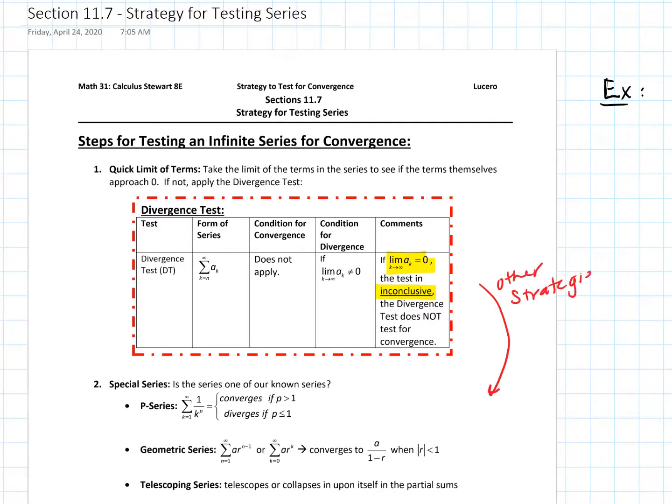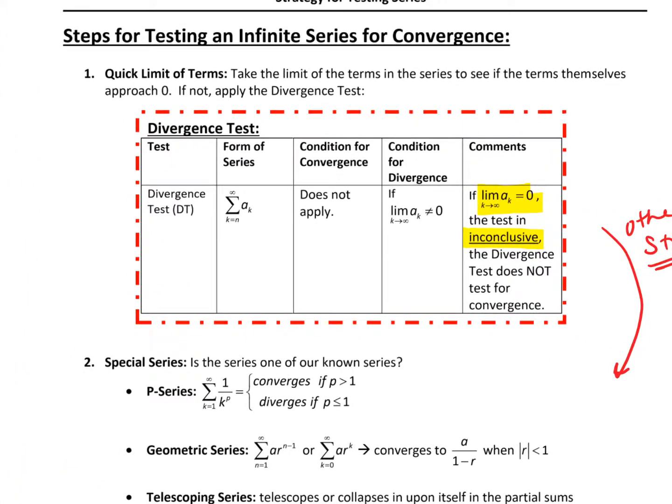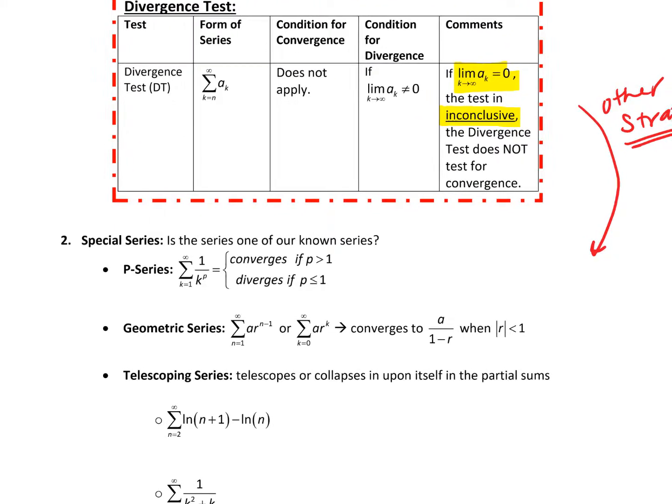So if it turns out that the limit is equal to 0, then we just run into our other strategies and we start working our way through. Okay, that said, the next thing we do is just examine it. Look at it and see, does it fit one of our special series? Is it just exactly one of our special series?